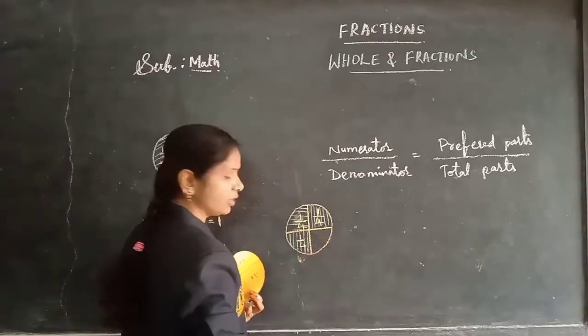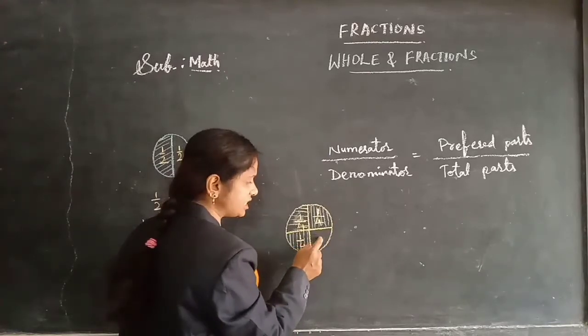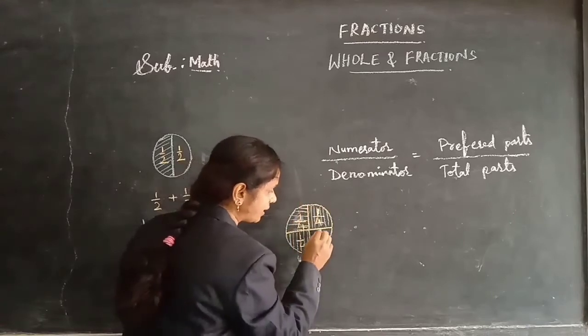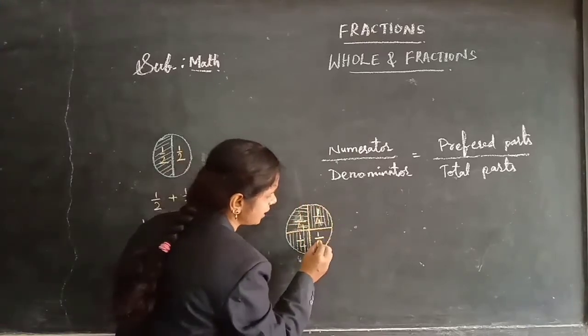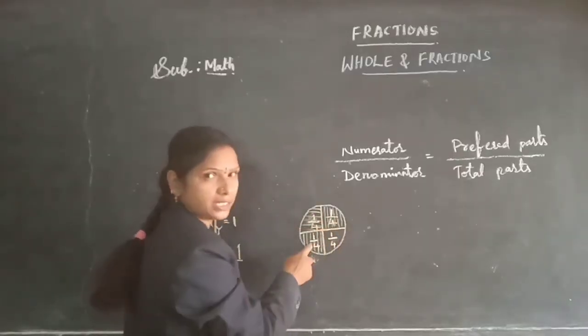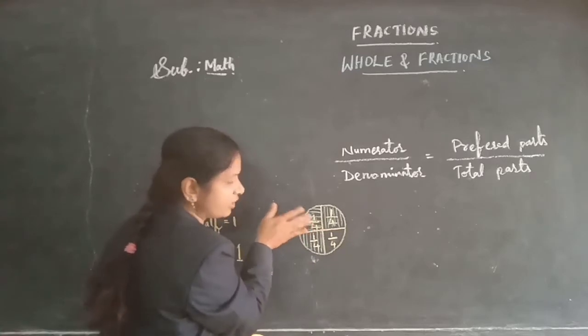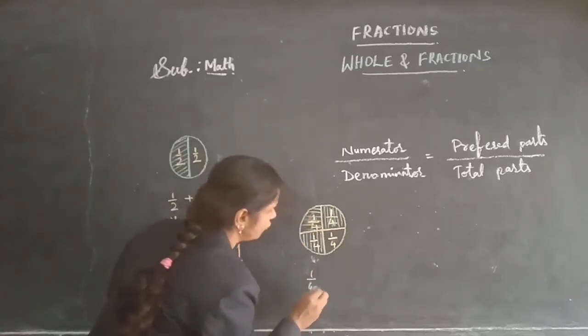Coming to this part. Now I want this part's fraction. So preferring this part means only one part I am preferring here. 1, and the total parts are 4. I divided this whole into 4 parts, and the one part fraction is 1 by 4. I am taking here 1 by 4.